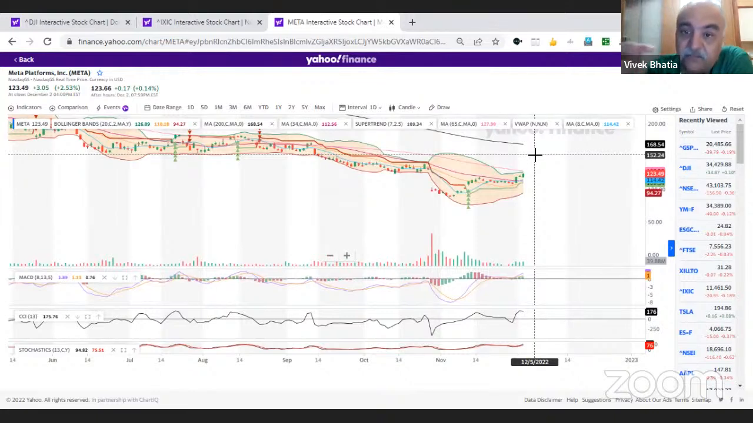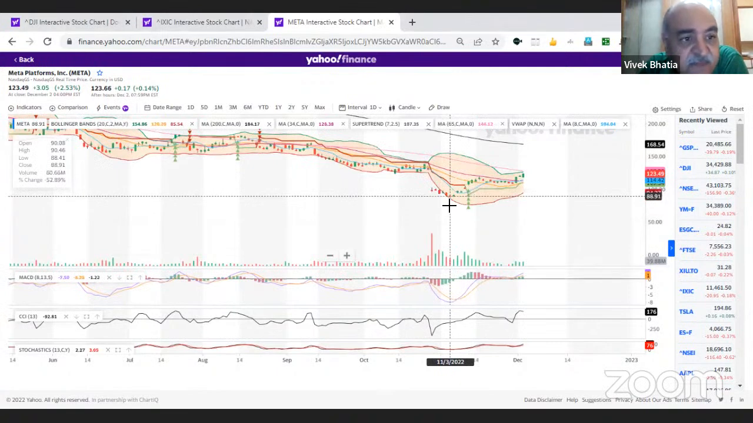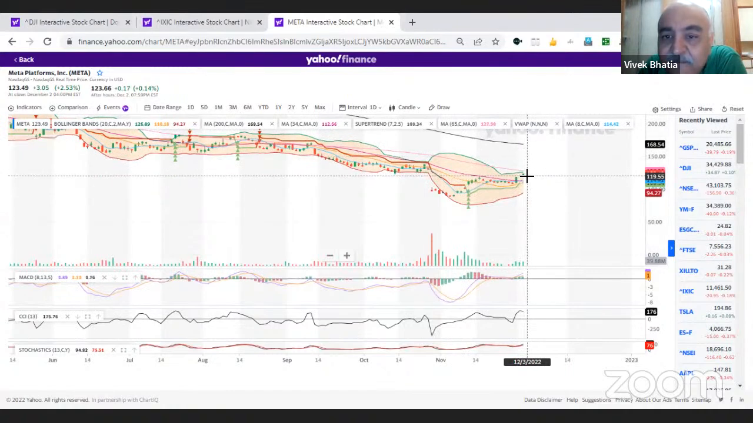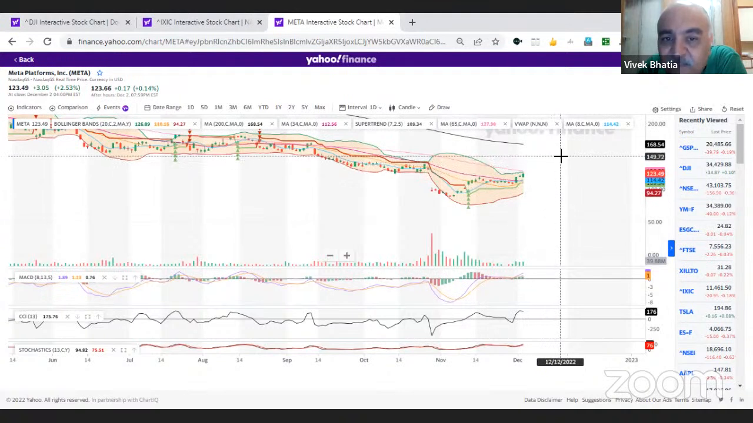Clear? Now, if one has to actually measure the movement, can we do this calculation? 112 minus 88 is 24. 24 plus 112 is about 160. 160 should be your target. Meta can easily go up to 150, 155, 160.